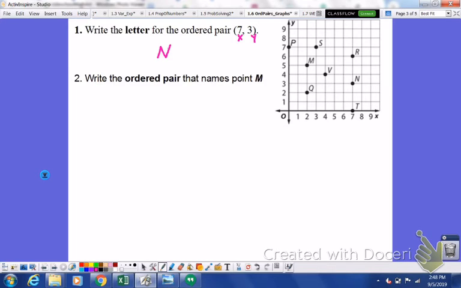I then write the ordered pair that names point M. Well, here's my M. Looks like I'm up 5 and right 2. We know that we have to do our x value first. So point M is at 2, 5. Make sure you have parentheses around it as well. All right, so just a little more practice with the graphing there.